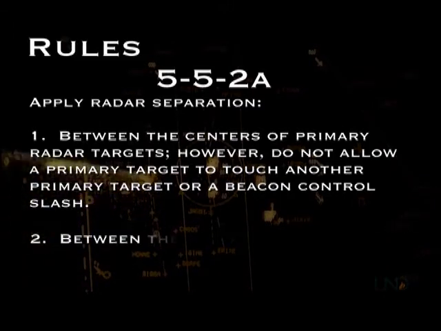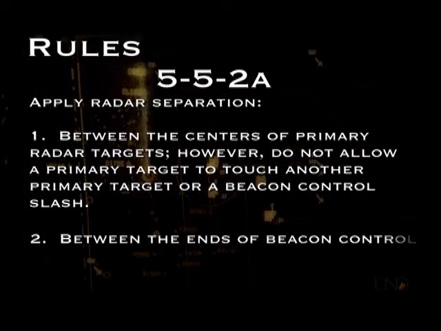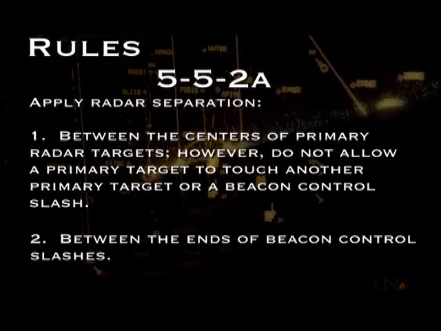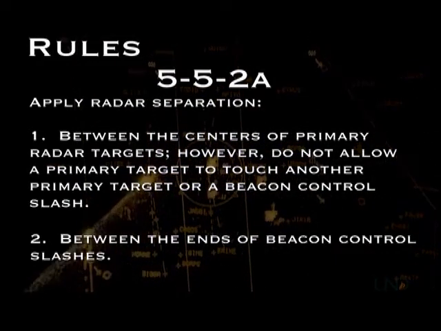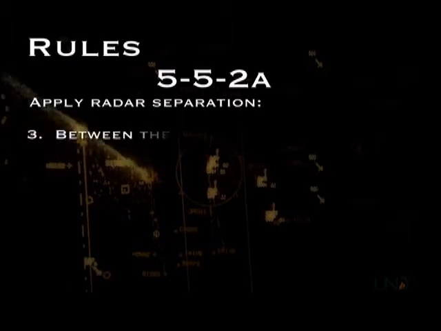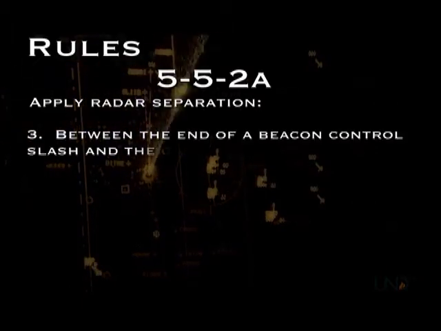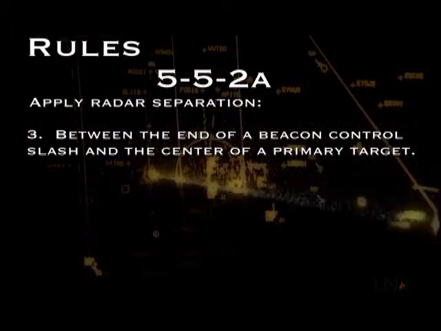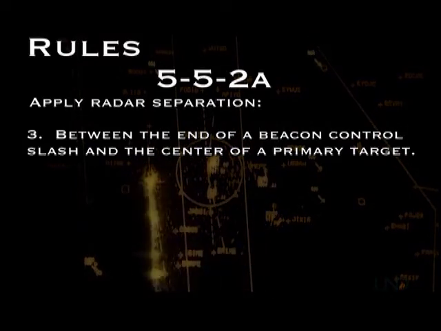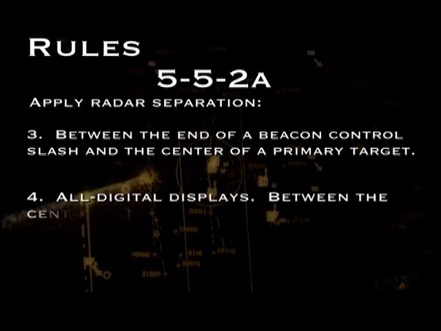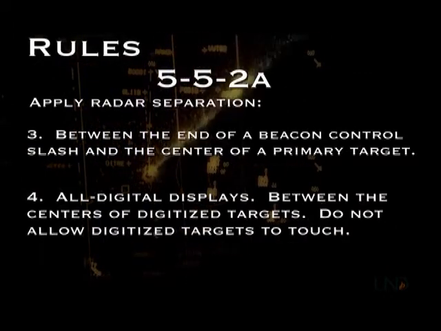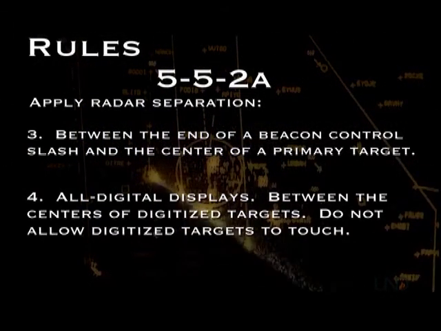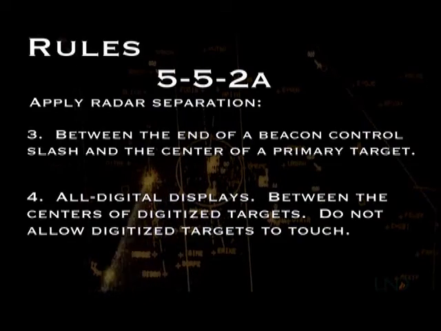For beacon control slashes, separation is measured from the ends instead of the center of the target. These are found on older radar systems and will not be used in your classes here. As you can see, separation is always measured from the ends of beacon control slashes and from the centers of primary targets. The displays in the radar lab are all digital. Digitized targets are treated just like primary targets, in that separation is measured from the center of the target and they should never touch. Now let's get into the separation minimums themselves.